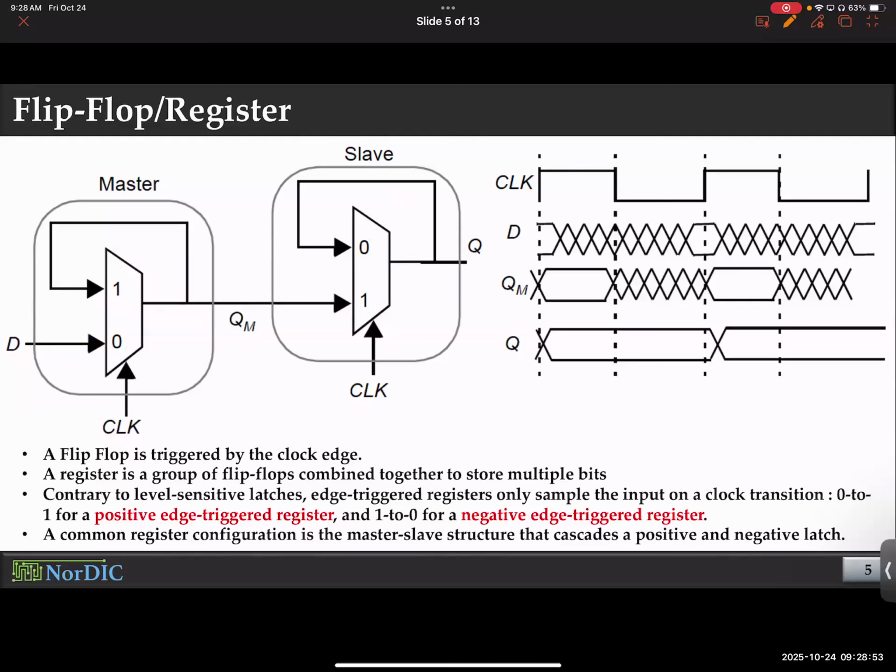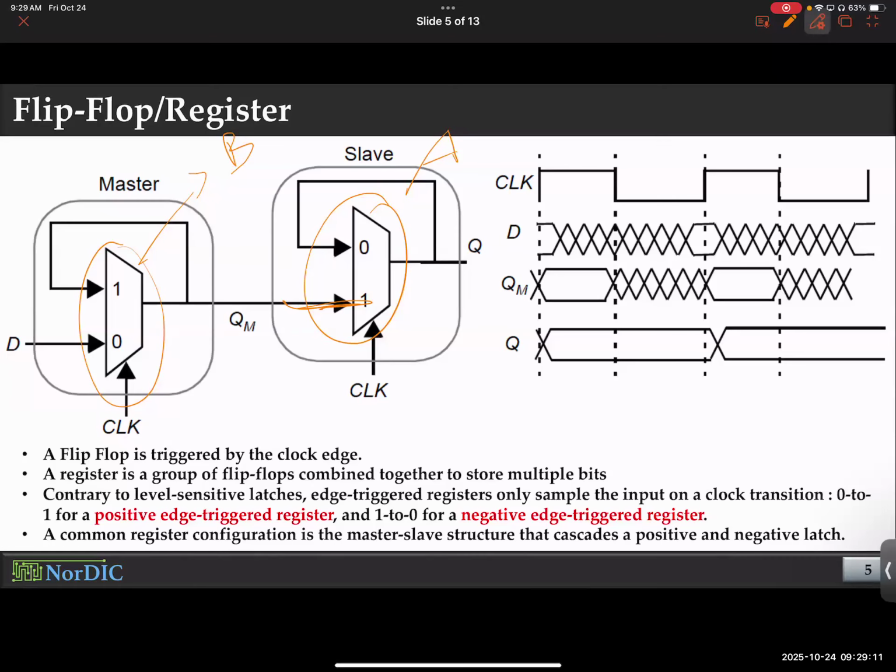Can anybody tell me which one is positive? Let's call this A, and let's call that B. Which one is the positive latch? A, thank you, yes, because this one responds to clock equals 1.